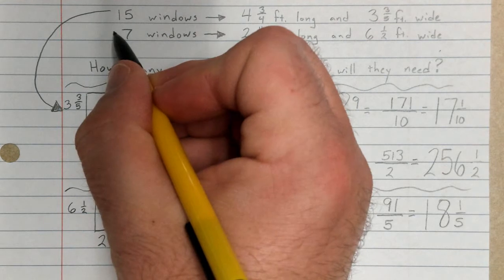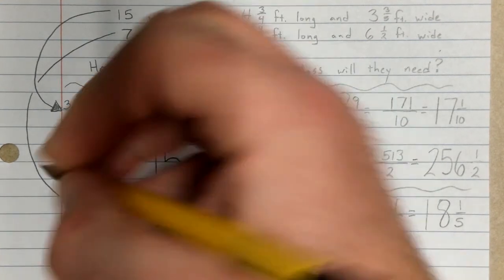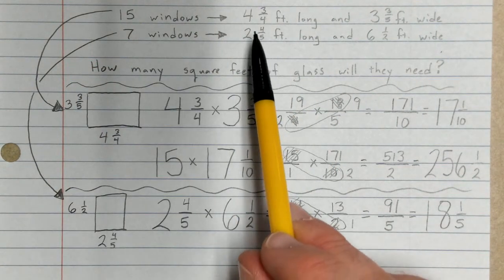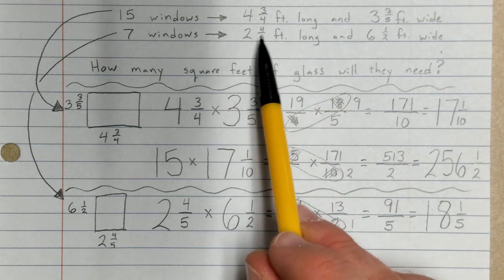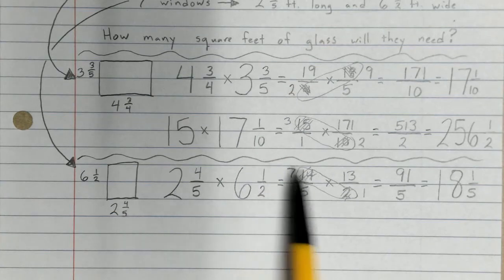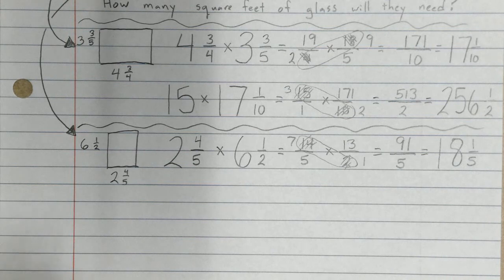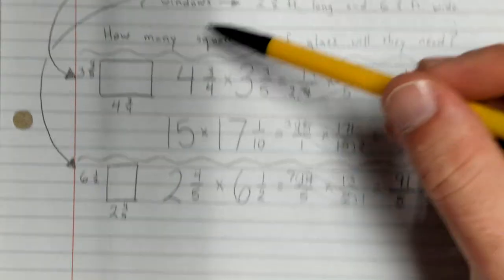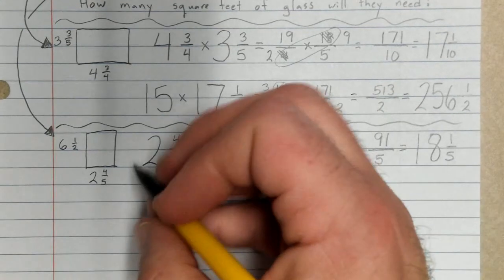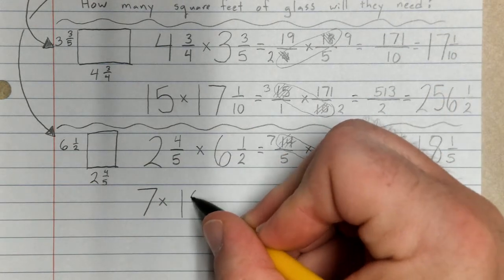So, again, drawing an arrow because I love them. These windows right here, the 2 4/5 of a foot, excuse me, by 6.5 feet. Each of those windows, every single one, is going to be 18 1/5 square feet. We have 7 of those.